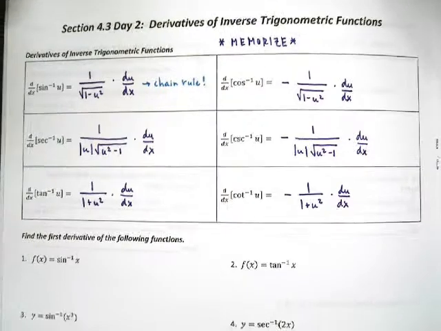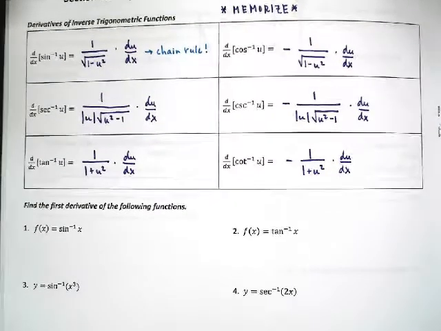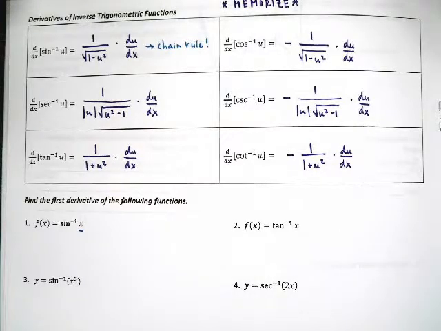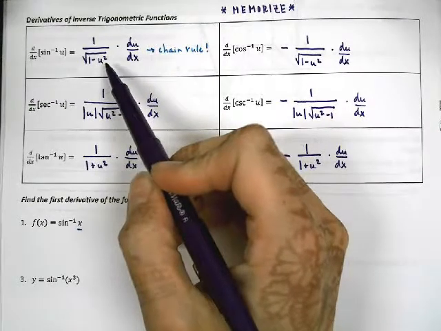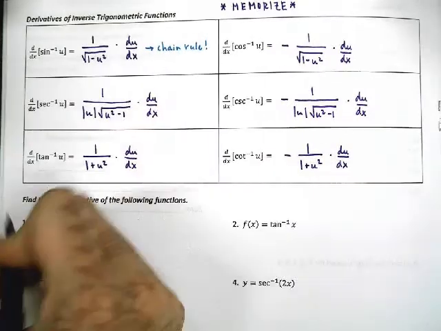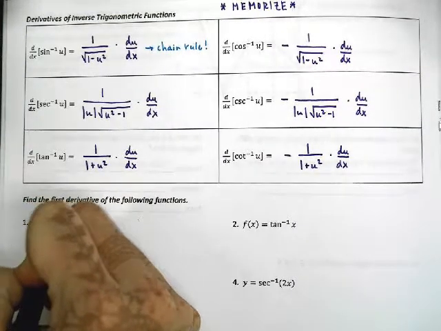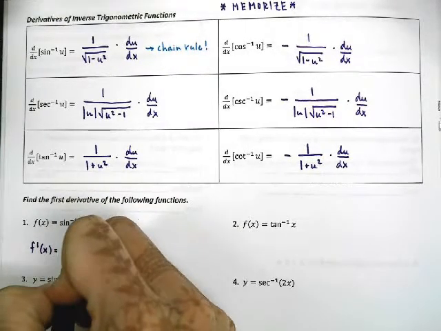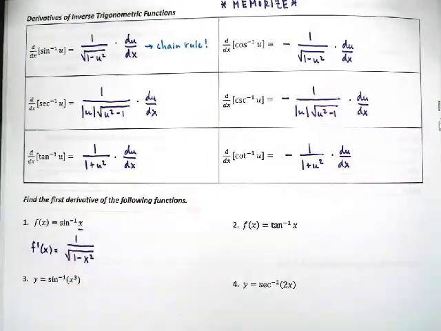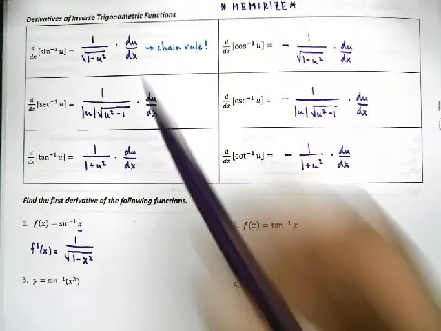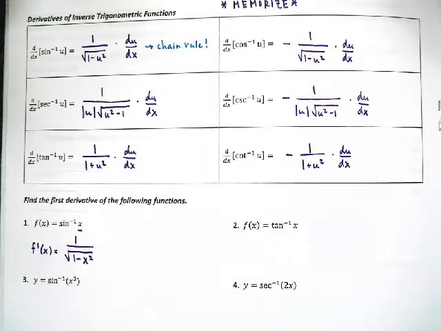So for number 1, we're just finding the inverse sine of x. And so the first thing I notice is I just have an x here, so I actually don't have to worry about the chain rule for this example. So I'm just using my rule up here. So in this case, my u is really x. So f prime of x equals 1 over the square root of 1 minus x squared. And again, because I don't have a chain rule, I don't have to worry about that other part.